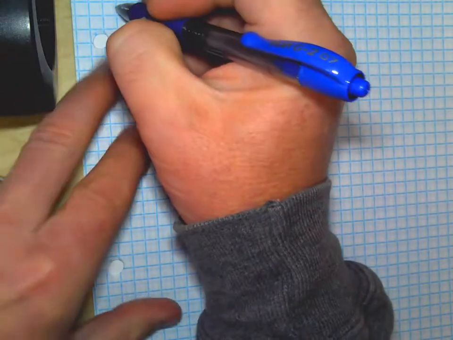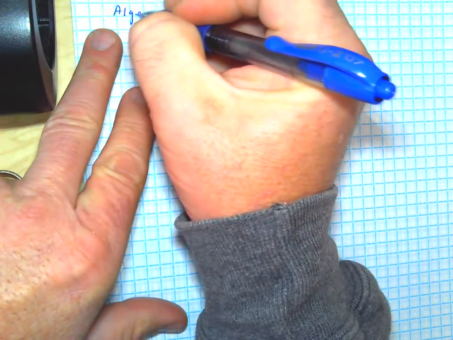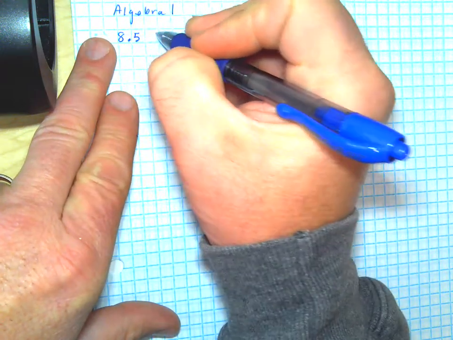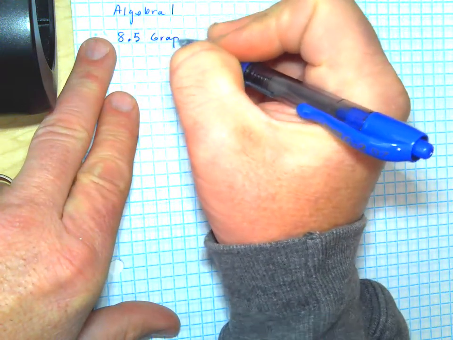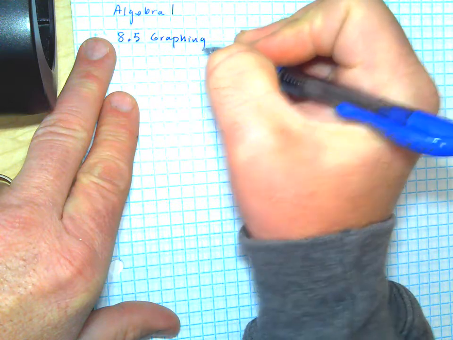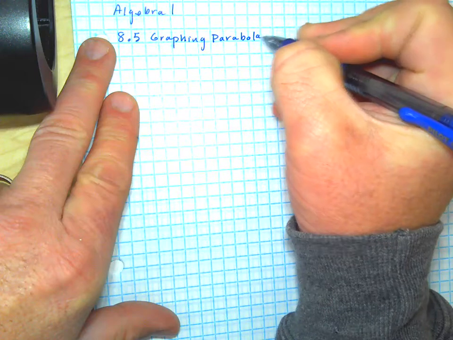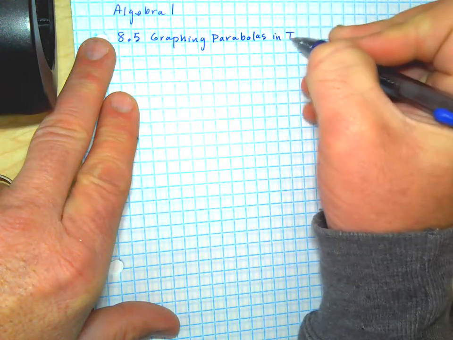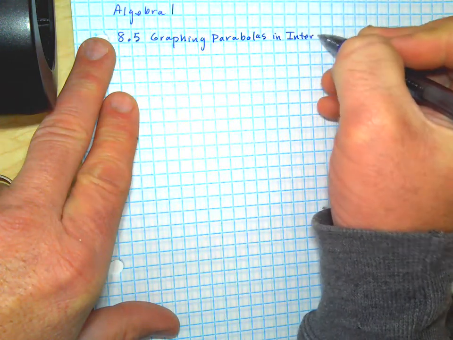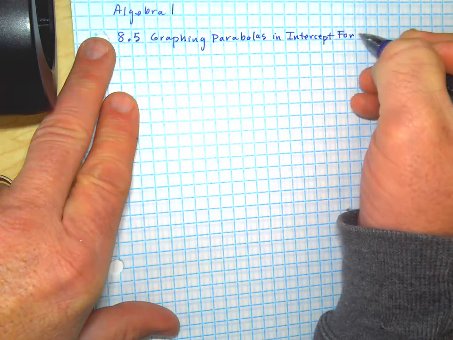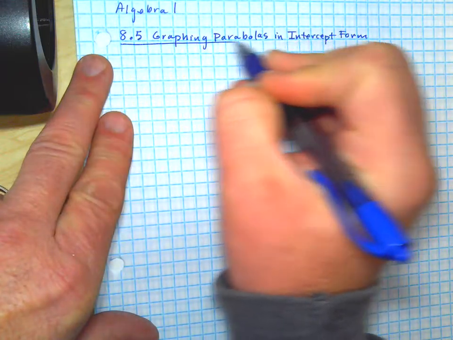All right, Algebra 1. I'm using graph paper for the last section of graphing. Section 8.5, graphing parabolas in intercept form. I like graph paper just because I can write neater and straighter. I just didn't have any at home.